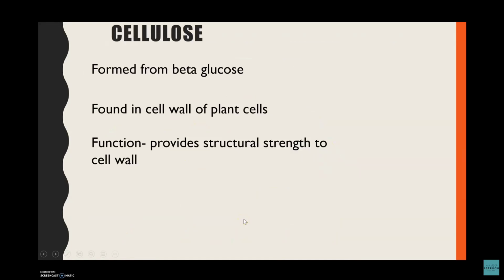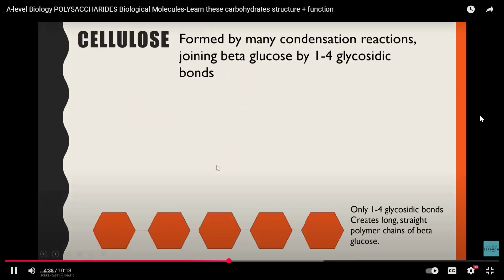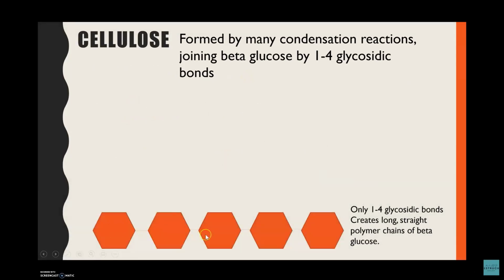Lastly then, cellulose. This is the most different in structure and therefore function. Cellulose, the monomer is beta glucose this time, so the other structural isomer. Its location is in the cell wall of plants and it provides structural strength, so it prevents the cell from bursting when it becomes turgid with water. So the structure then, the beta glucose molecules formed by condensation reactions to create this long straight chain.